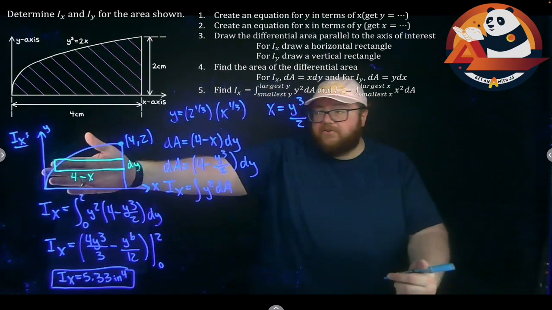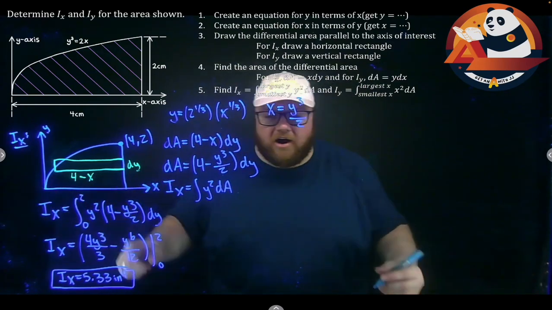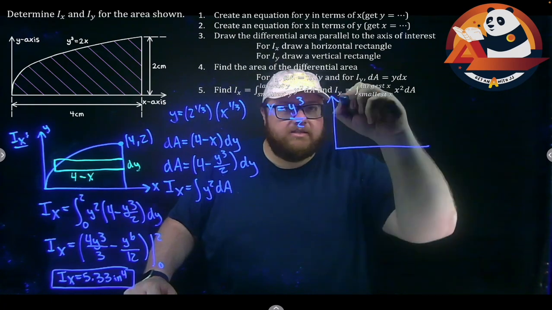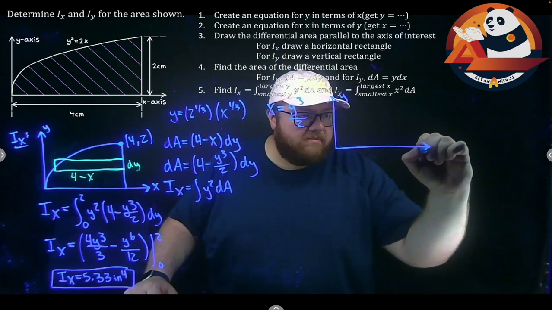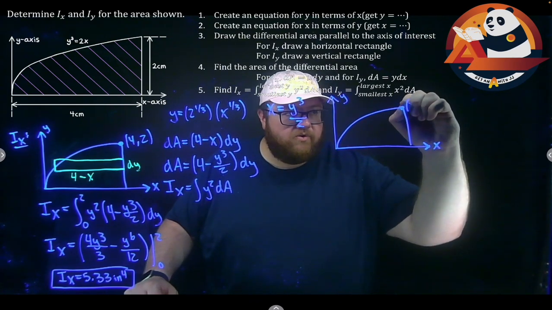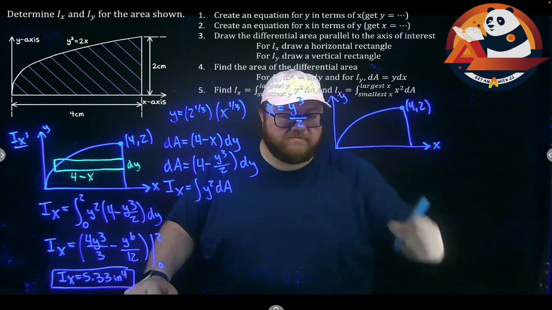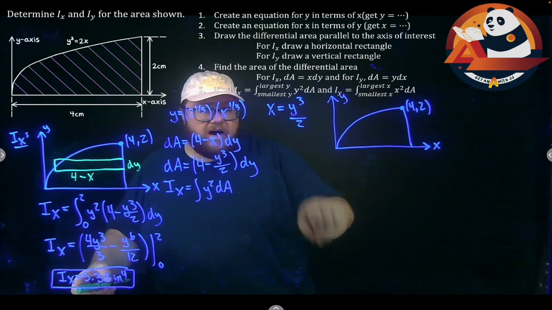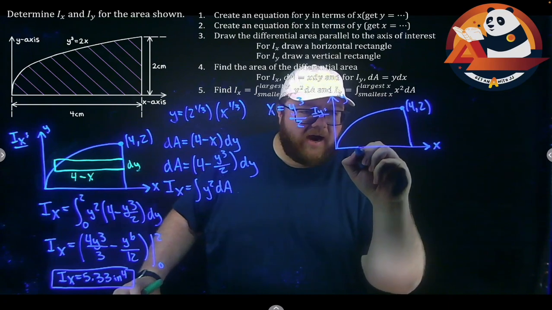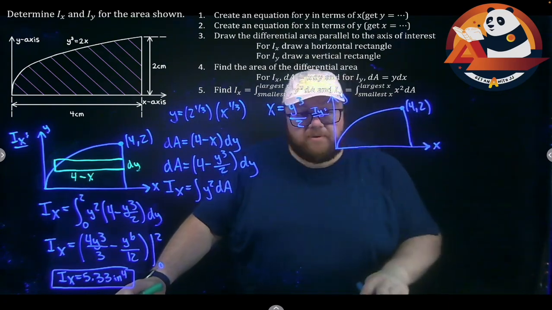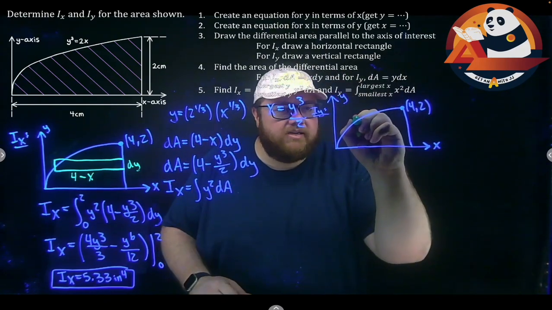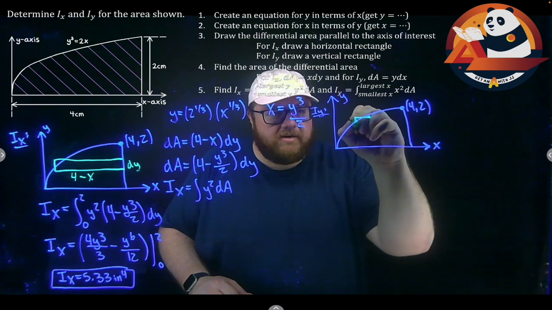And we're really just going to repeat that for Iy then. So let's redraw our object here. I have my general outline. This is my y-axis and my x-axis. My shape is doing this. This point is 4, 2. If I'm looking for Iy this time around, I want a differential strip parallel to the y-axis. So that would be, like we show in our steps, a vertical rectangle. So we can get a rectangle sketched in here that goes straight up and down.